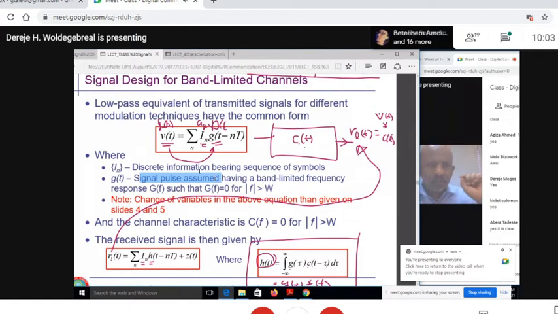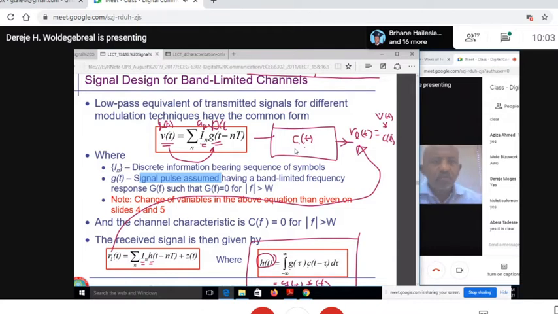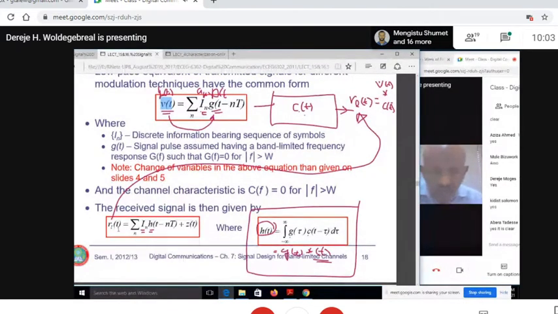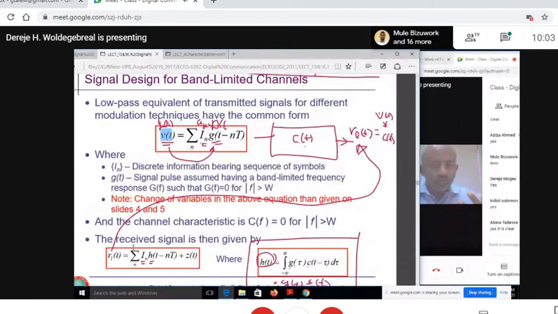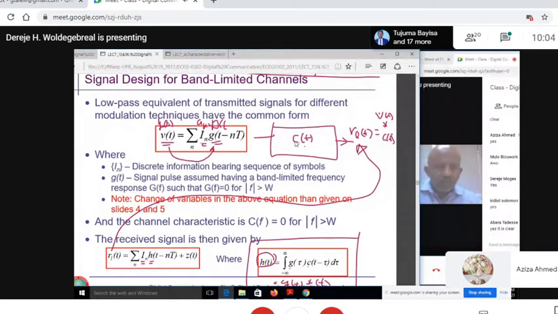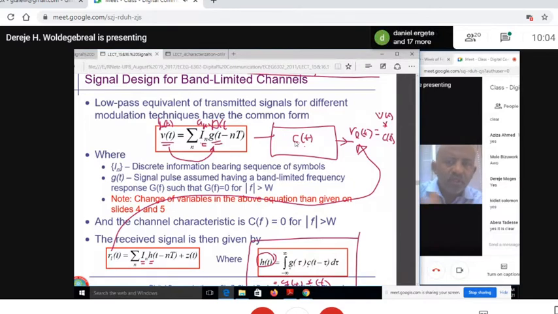And v of t would be sent through the channel, and let c of t indicate the impulse response of the channel. Now the output from the channel, still in baseband, is nothing but the convolution between the input v of t and the impulse response c of t. So what you see at the bottom here is r_l of t, the output in baseband. It's the convolution between v of t and c of t. Now plugging in the variables: in place of v of t, the summation of I of n g of t minus nT, and if this signal is convolved with c of t, I of n stays as it is.